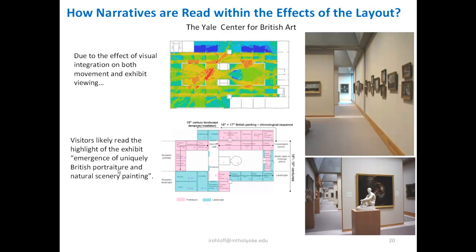So, if we go back to the exhibit content and the visibility network comparison, we see that due to the effect of visual integration on both movement and exhibit viewing patterns at the same time, visitors likely read the highlight of the exhibit, which is the British portraiture and the natural scenery painting promenades, especially the way that British portraiture emerges from the historic highlighted parts of the history represented in the introduction gallery right here.